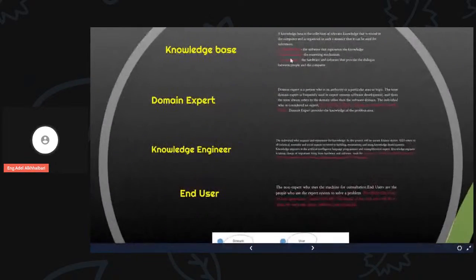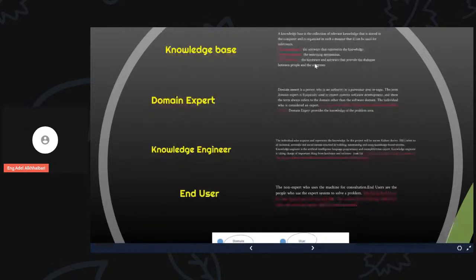This expert system has a knowledge base, inference engineering, and user interface. The knowledge base is the software that represents the knowledge. Inference engineering is the reasoning mechanism. And the user interface is the hardware and software that provide the dialogue between people and the clinic.